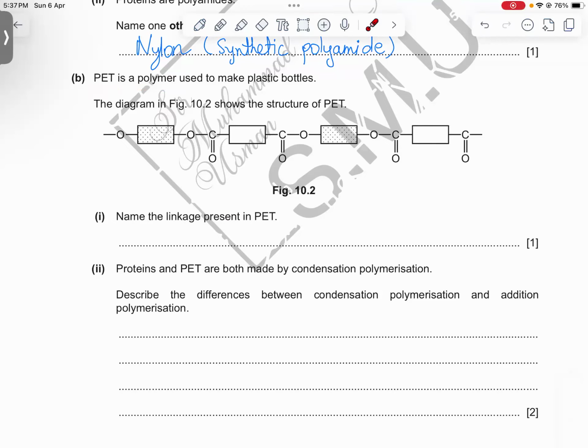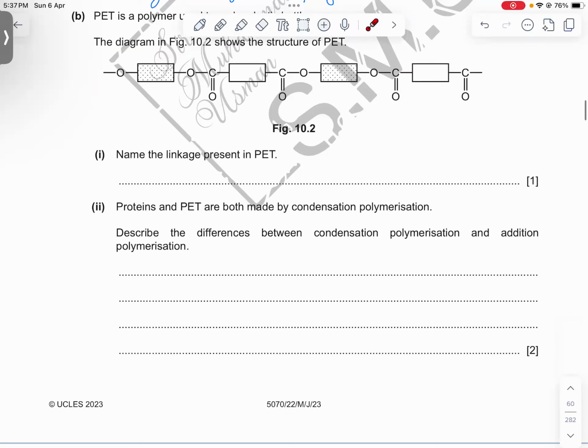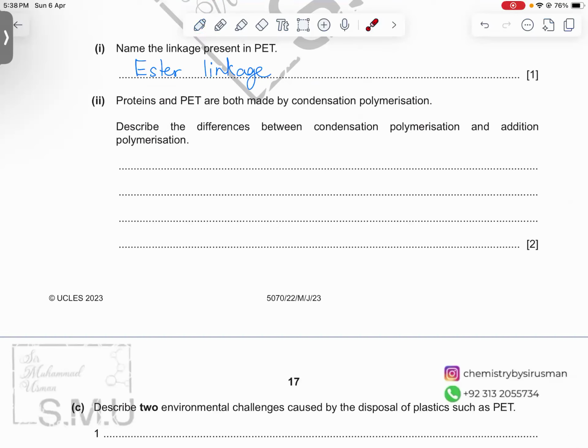The diagram in figure 10.2 shows the structure of PET. All right. Name the linkage present in PET. If you look at the linkage present in PET, this is the linkage that you see repeating, right? You see this repeating structure in PET, right? And what is this? This is ester linkage. The type of linkage that is present in PET is ester linkage.